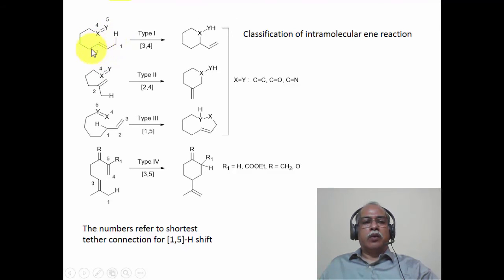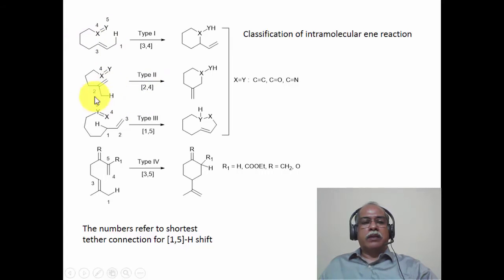Now the tethering group is what is connecting the enophile with the ene component. This connectivity is, for example, between the third carbon of the ene component and the fourth atom of the enophile. This is the ene component third carbon, and the enophile component fourth atom, connected by this tether. So the ene and the enophile are connected by these 4 CH2 methylene groups. That is the tethering group.